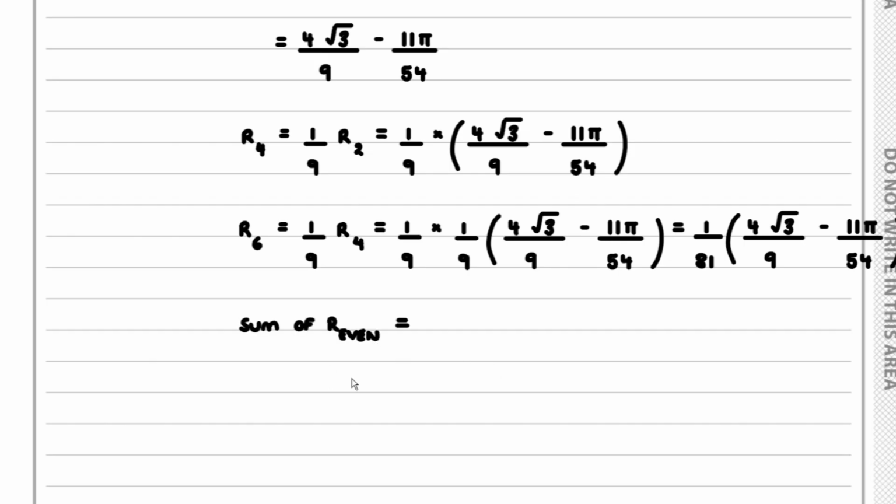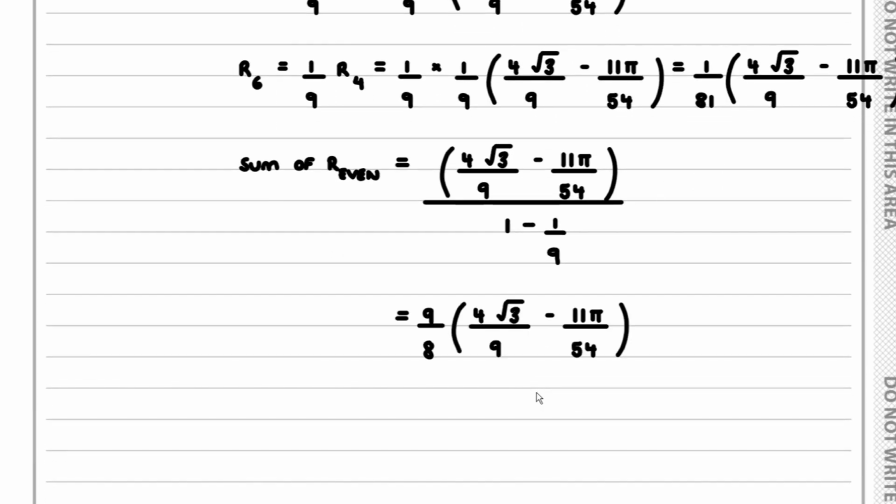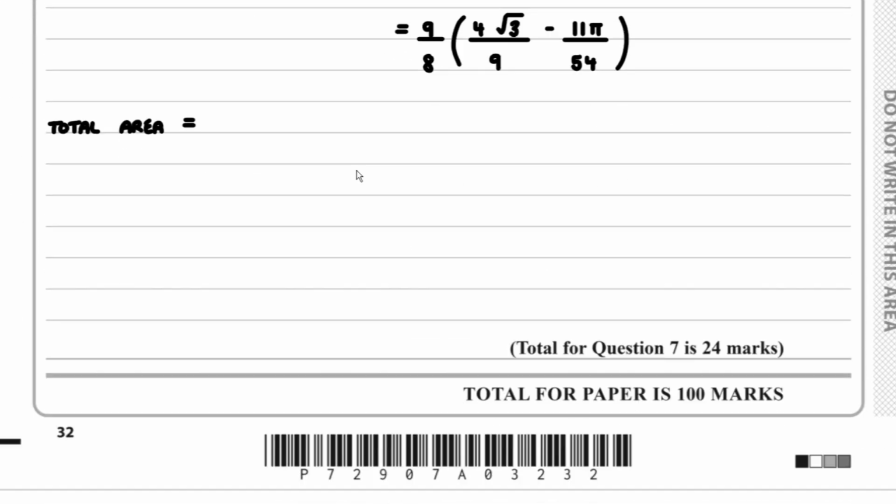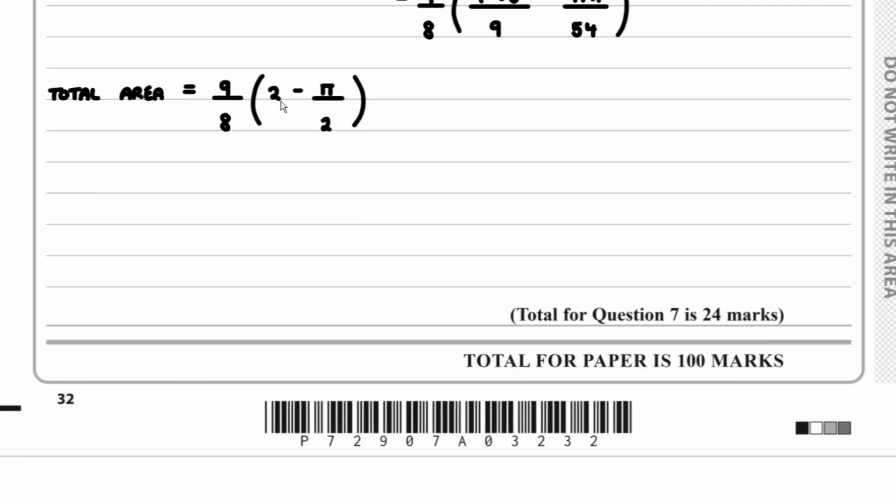But the point is, the sum of the even terms, again, would have A over 1 minus r. So I've got the first term, 4 root 3 over 9 take away 11 pi over 54, over 1 take away the common ratio, so 1 take away a ninth. So I've got 9 over 8 times 4 root 3 over 9 take away 11 pi over 54. So the total area will be the odd plus the even. So I've got the odd, 9 over 8 times 2 take away pi over 2, and the even, 9 over 8 times 4 root 3 over 9 take away 11 pi over 54.